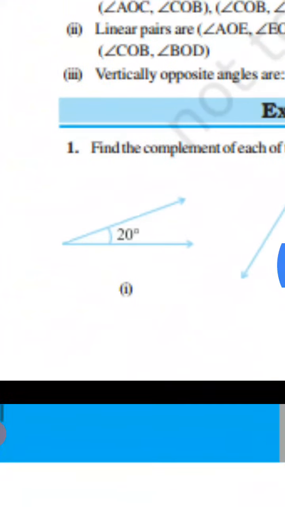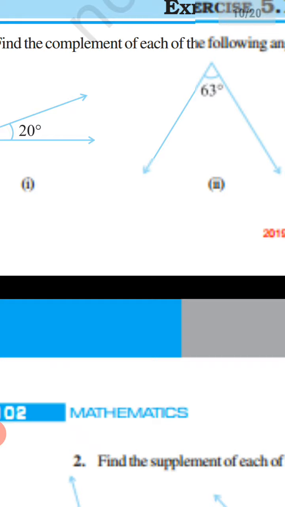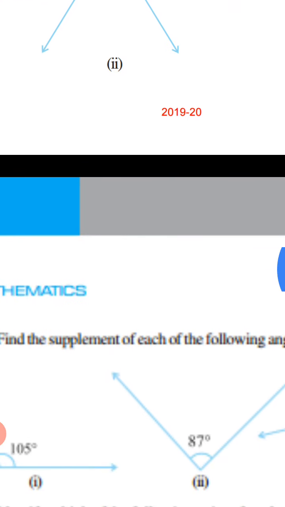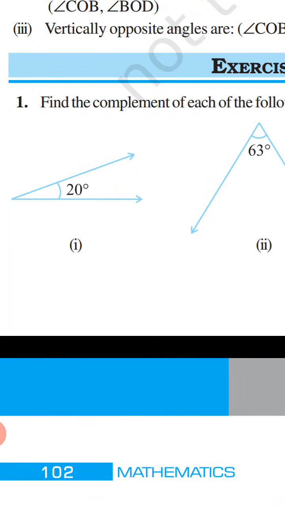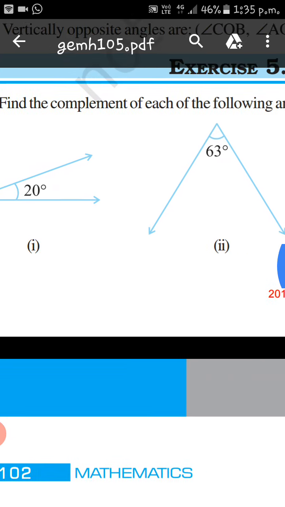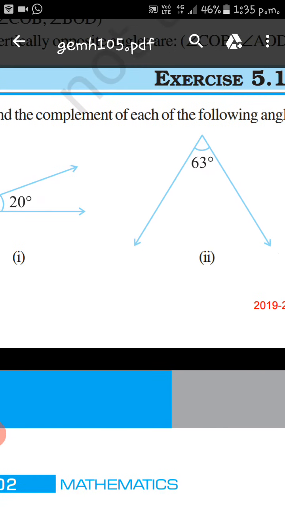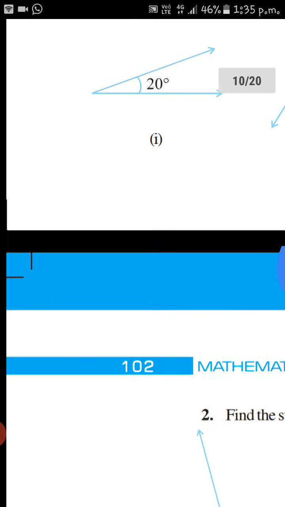Now exercise 5.1, I told you in the previous class that you have to do. Now here you see, the complement of 20 degree is 90 minus 20, 70 degree, and the complement of 63 is 90 minus 63, which is 27 degree.